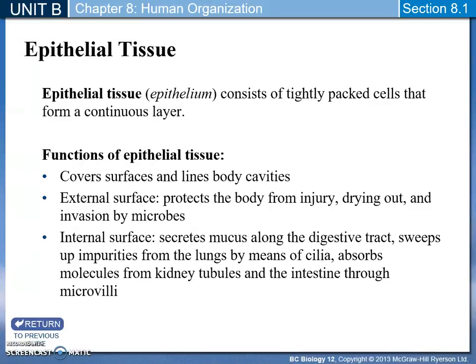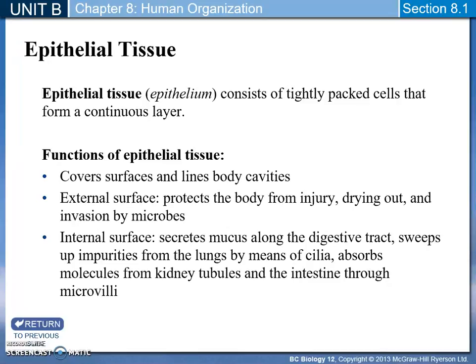So epithelial tissue, also referred to as epithelium, consists of tightly packed cells that form a continuous layer. Some of the functions of these: it covers surfaces and lines the body cavities. With the external surface, it protects the body from injury and drying out, and also invasion by microbes.